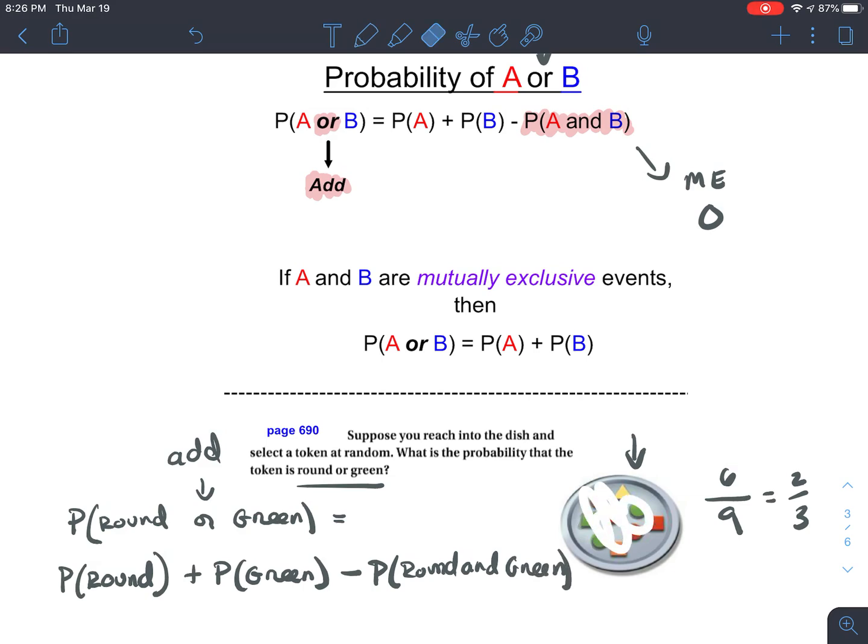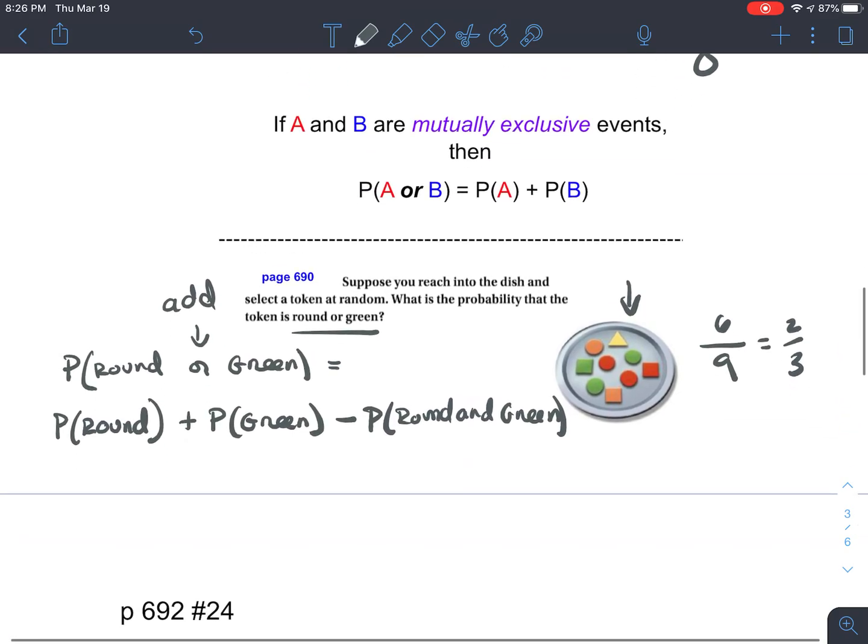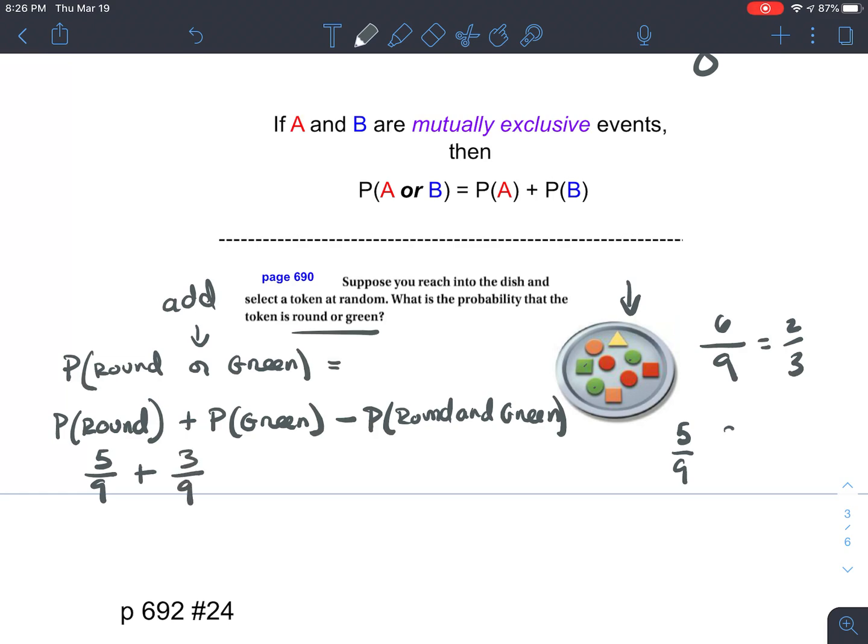Okay, so let's take a look at this picture again. So what is the probability that something is round? Well, we have, again, a total of 9, and we have 1, 2, 3, 4, 5 round tokens. So that is 5 over 9. To that, we have to add green tokens. So how many green tokens do we have? 1, 2, 3. So that's 3 over 9.